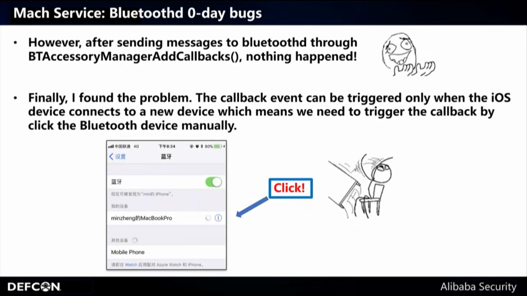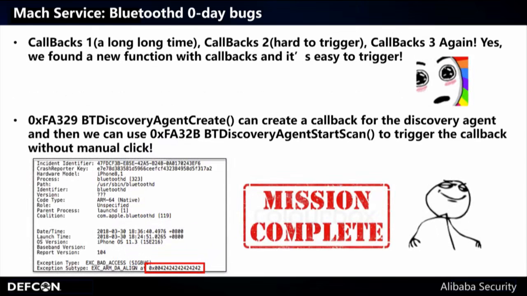However, after sending messages to that function, nothing happened. What's wrong? Finally, I found the problem. The callback event can be triggered only when the iOS device connects to a new device, which means we need to trigger the callback by clicking Bluetooth D manually. This is not a good bug because we need to do something on the device manually.